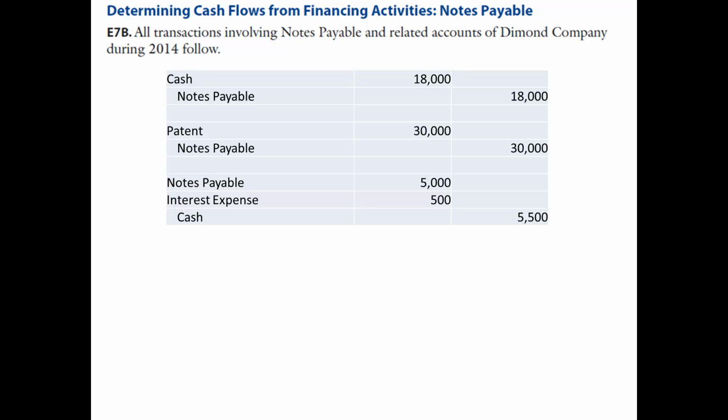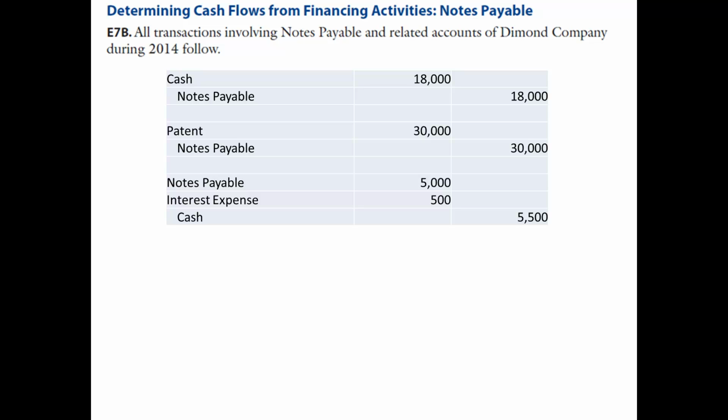In this example, we are looking at determining cash flows from financing activities, specifically with notes payable. All transactions involving notes payable and related accounts of Diamond Company during 2014 are as follows. So you can see, let's just talk about these journal entries right now. In the first journal entry, we received cash and we issued a note payable.